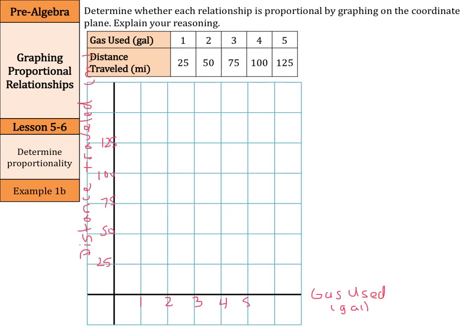And then we're going to graph. Our gallons of gas was 1, our distance traveled 25, and that's going to meet right there at that point. Then we have 2, 50, 3, 75, 4, 100, and 5, 125. Now as we draw our line back towards the start, it goes through the origin, and it's a straight line. So whether or not this is a proportional relationship, we can say, yes, this is proportional.